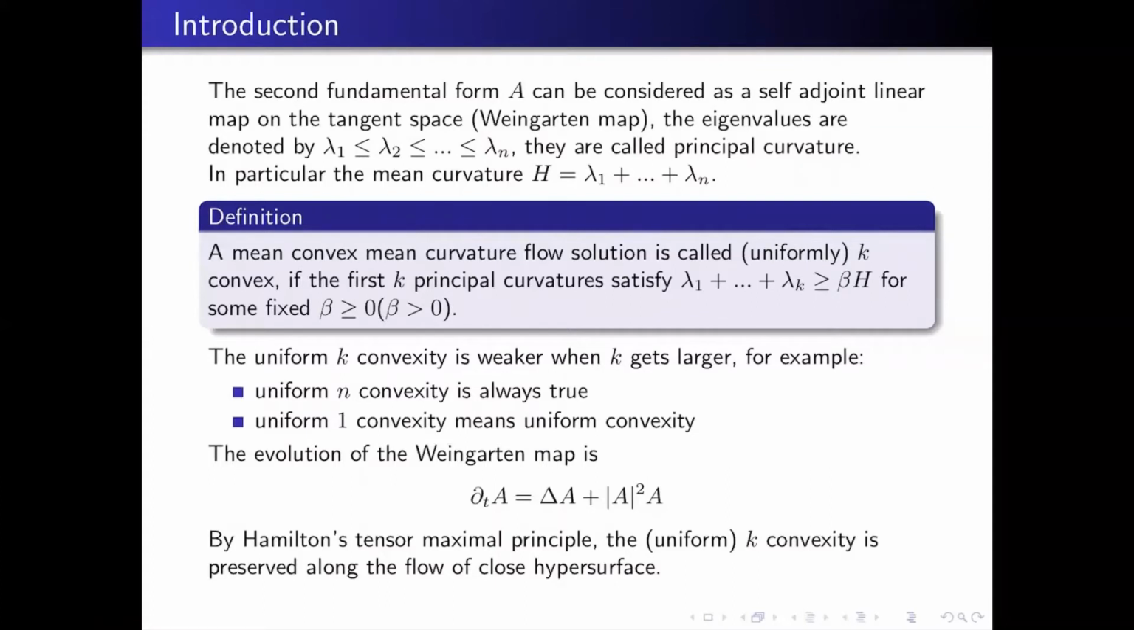So this condition is getting weaker when k is becoming larger. For example, uniformly 1-convex means that it's uniformly convex, while uniformly n-convex is a vacuous condition.